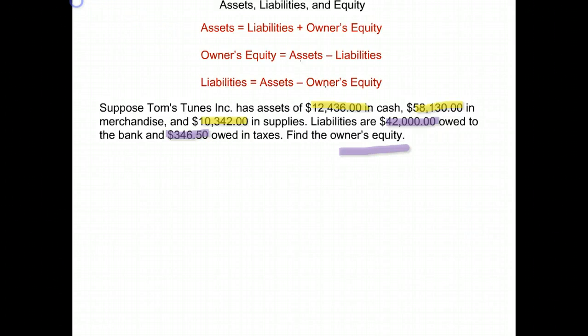Okay, so again, to find equity, we just want to use the correct formula. We want the one that says owner's equity equals, so we're using this one. Owner's equity is assets minus liabilities. So first we need to total our assets and total our liabilities. Okay, so let's do that.